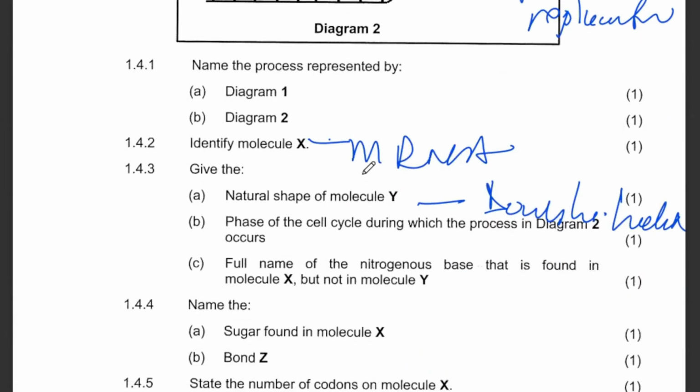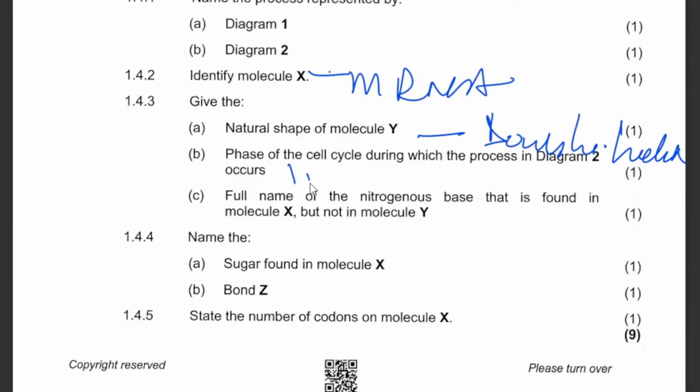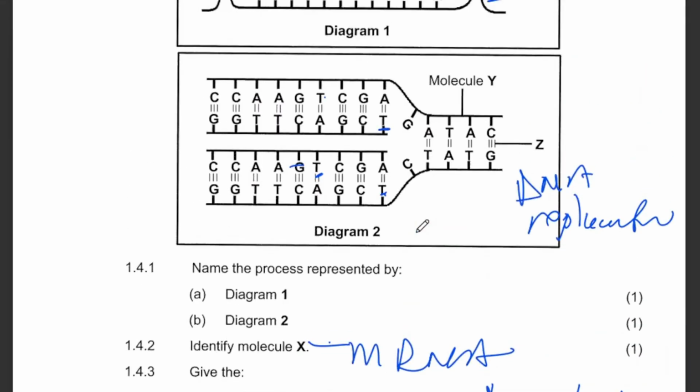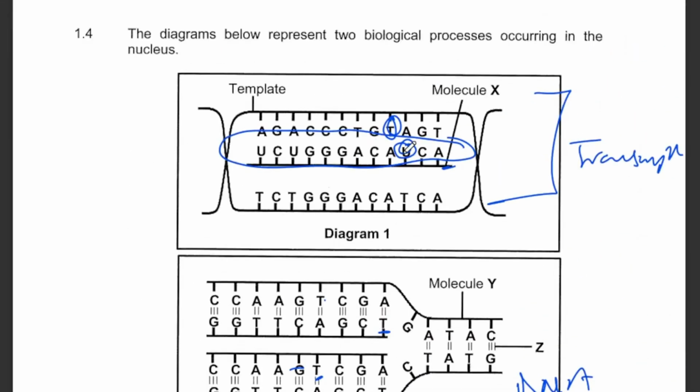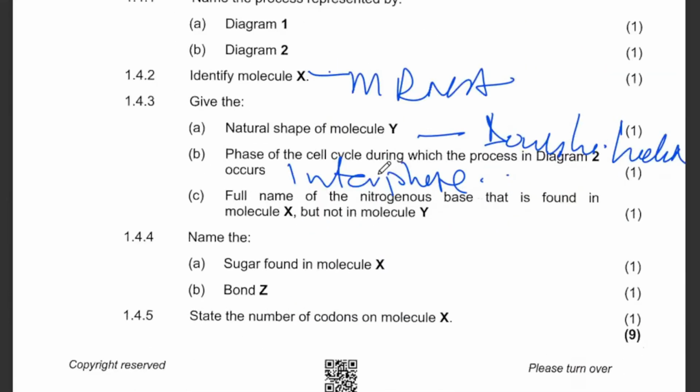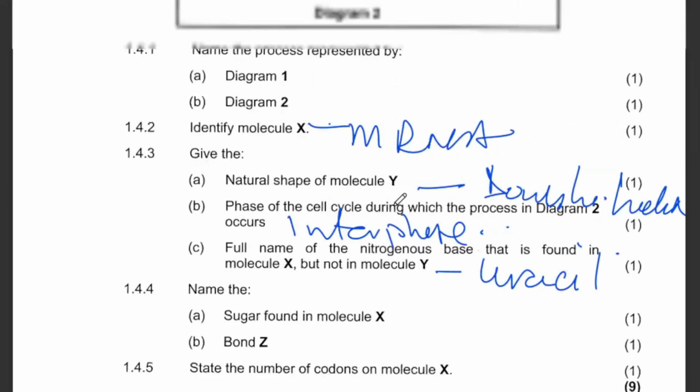They're saying the phase of the cell cycle during which the process in diagram 2 occurs. Diagram 2, these are the questions I asked you. We said it's interphase. It occurs during interphase. Full name of the nitrogenous base that is found on molecule X, not Y. Molecule X means it is found on messenger RNA, but is not found in DNA, so the answer here is uracil.